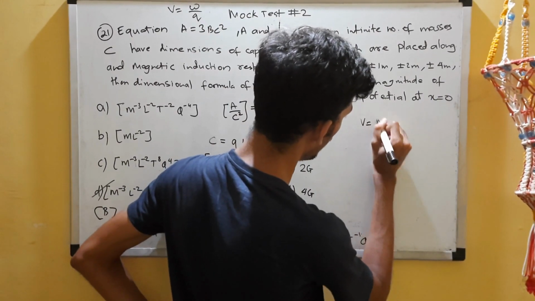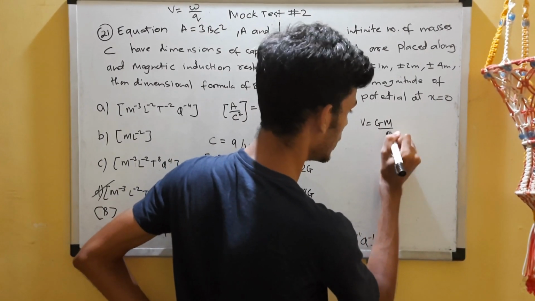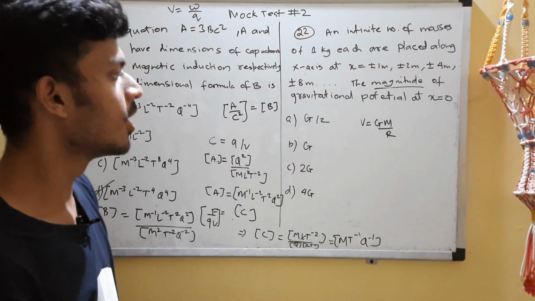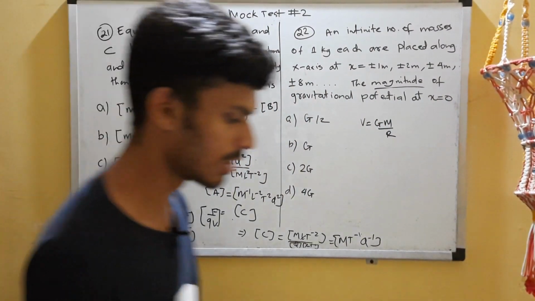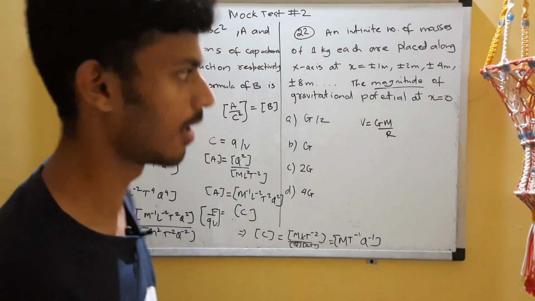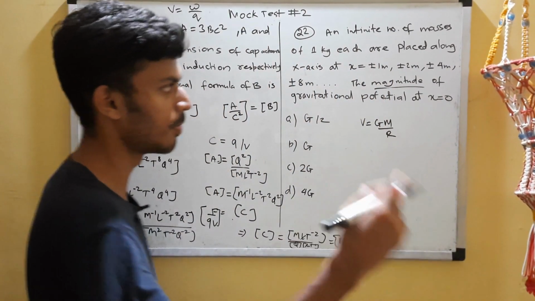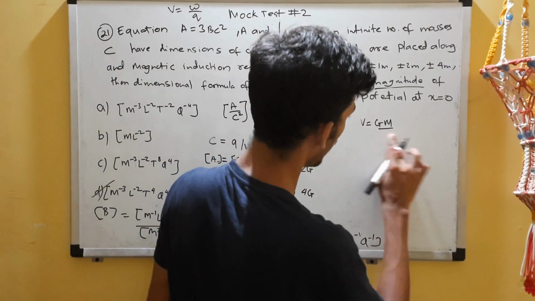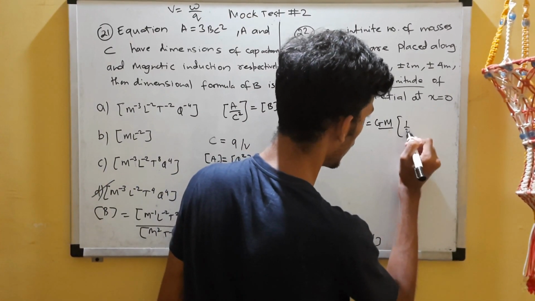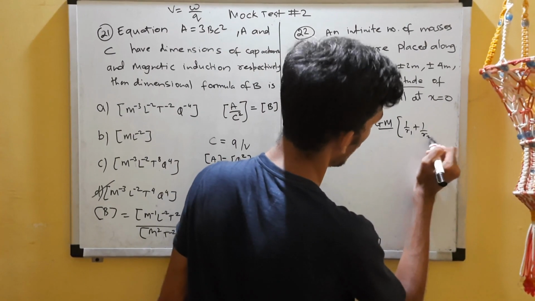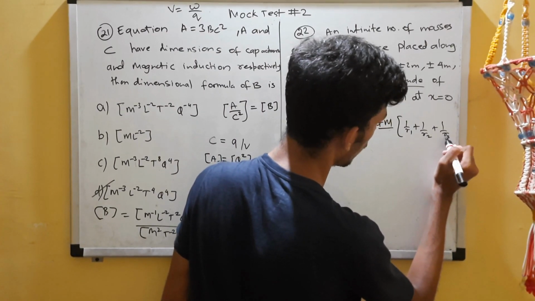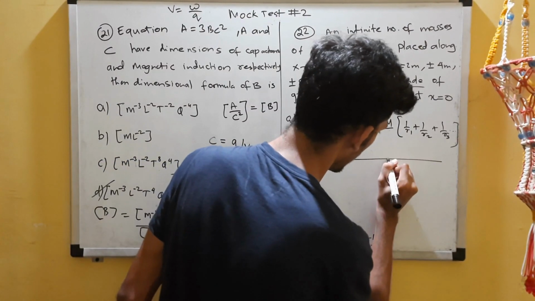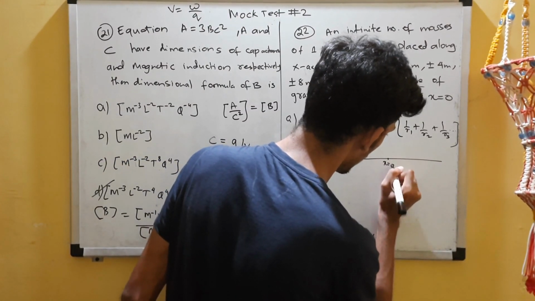So V is equal to Gm by R minus Gm by R, but here they are interested in magnitude only. So we'll add the potentials due to different masses over there: Gm1 by R1, Gm2 by R2. Each one is 1 kg, so I'll write it this way, by R1, R2, R3, and go on. Here we are supposed to find the potential at x is equal to 0.